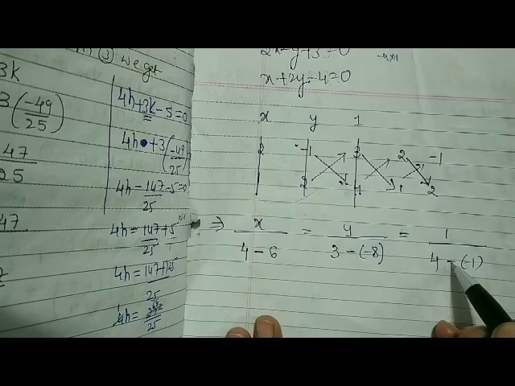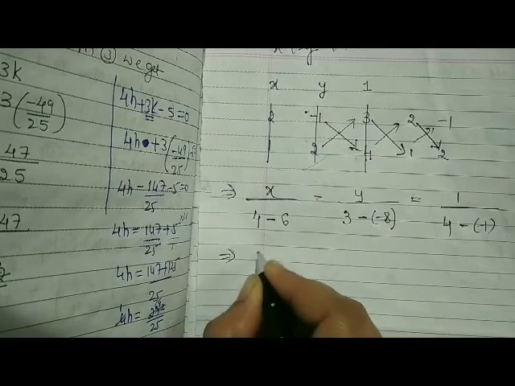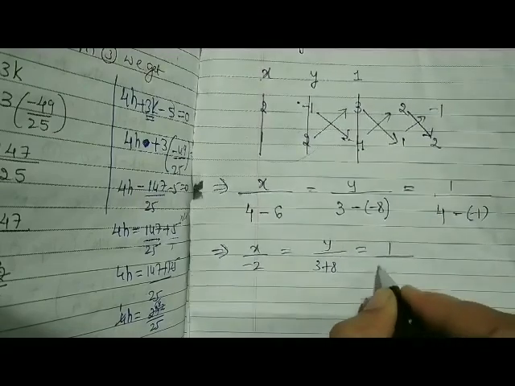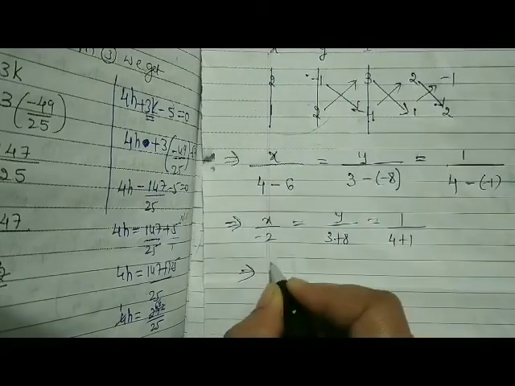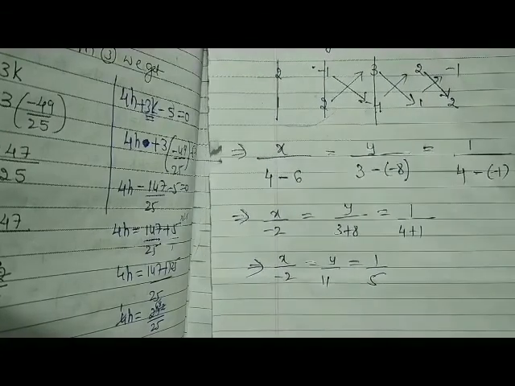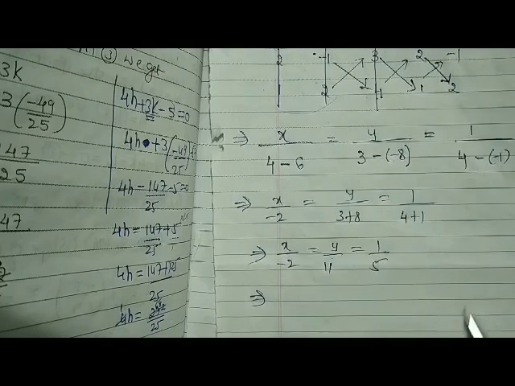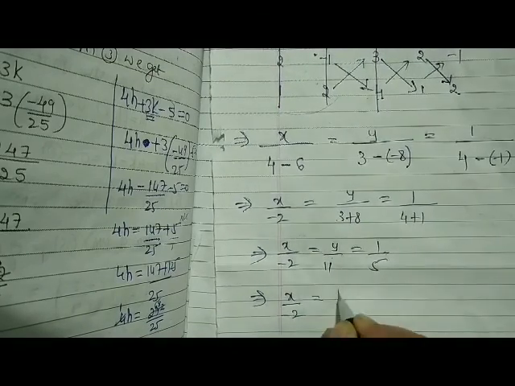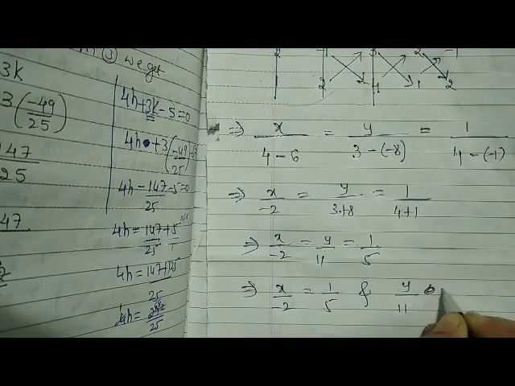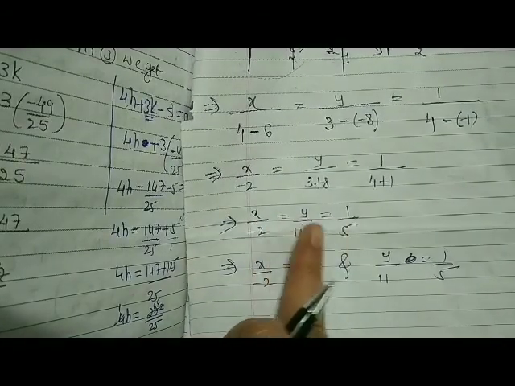Between these two terms is subtraction. Okay, so this implies x divided by minus 2, y divided by 3 plus 8, which is equal to 1 divided by 4 plus 1. So this is x by minus 2, y by 11, which is equal to 1 divided by 5. Equating first and third term and second and third term.